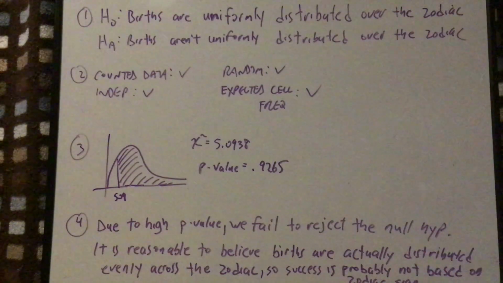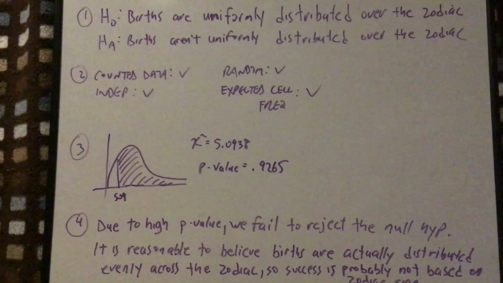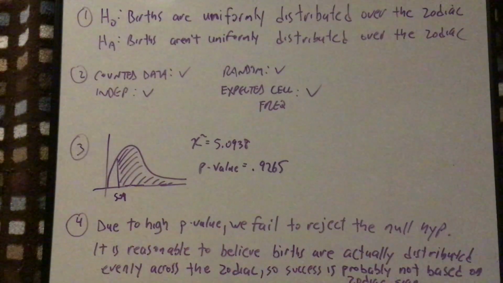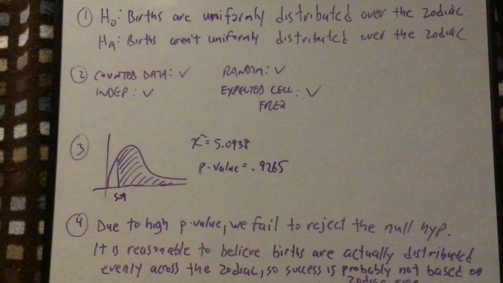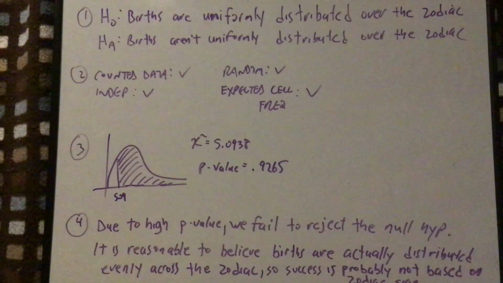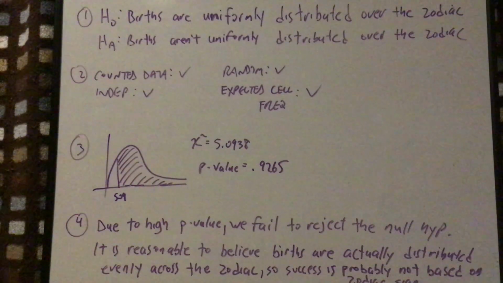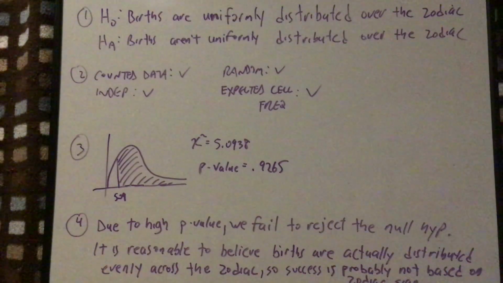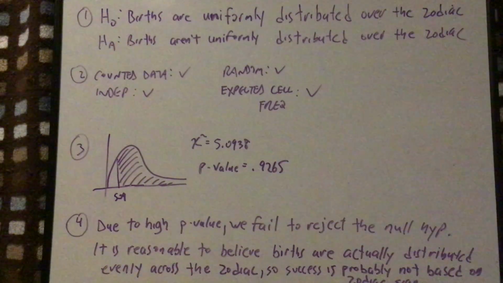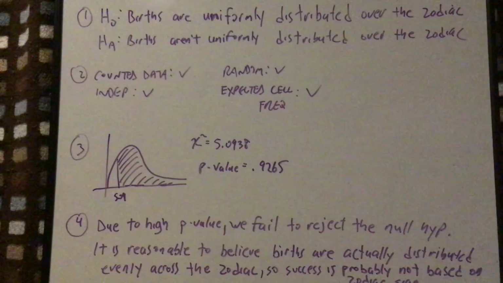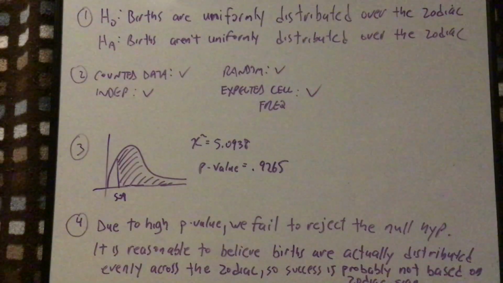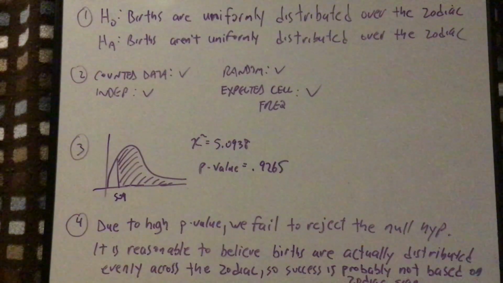It means it's reasonable to believe the birds are actually distributed evenly across the zodiac signs. So what does that mean? That means that the zodiac probably isn't affecting things, right? It's very possible that Pisces was a little high, Gemini was a little low, but if the population was evenly distributed and we randomly selected, we could have gotten one that was this deviant. It's not so deviant that I'm thinking the zodiac has an effect.